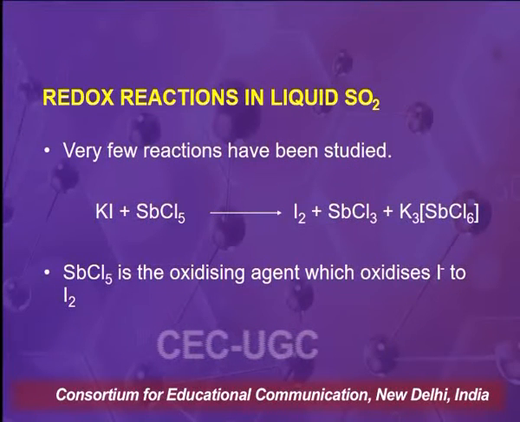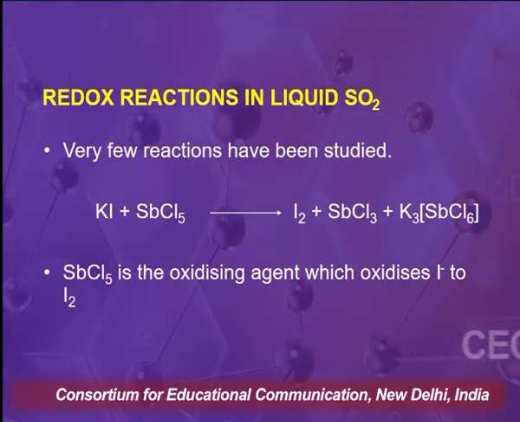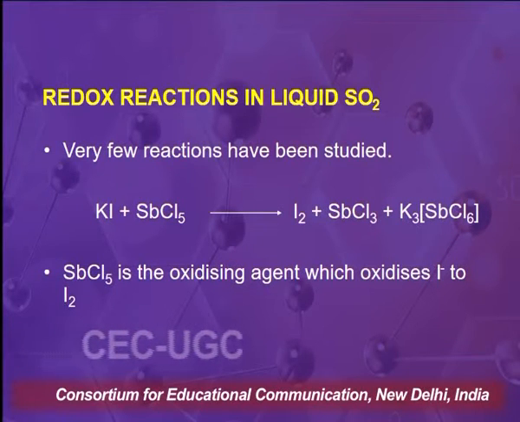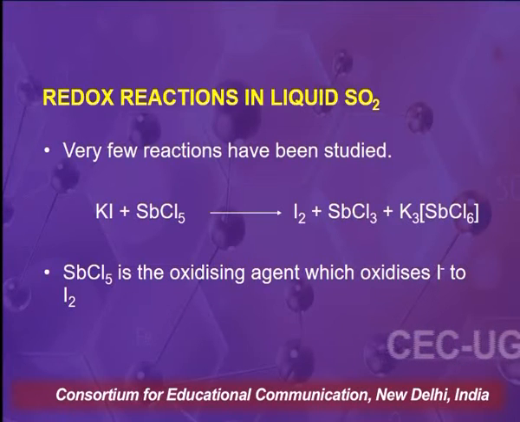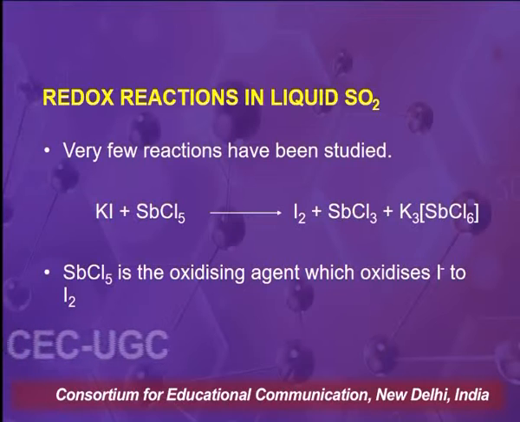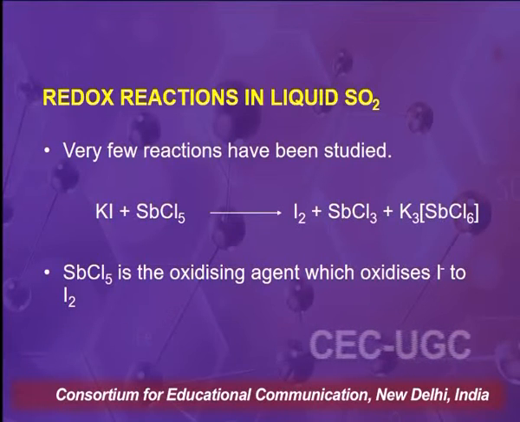Moving on to the redox reactions in liquid sulfur dioxide, very few reactions have been studied in liquid sulfur dioxide. One of the examples of such reactions is potassium iodide combining with antimony pentachloride, giving iodine and antimony trichloride and a complex which is K3SbCl5.